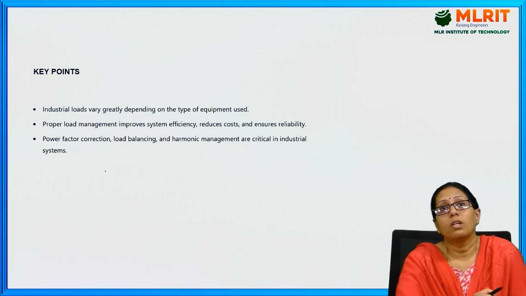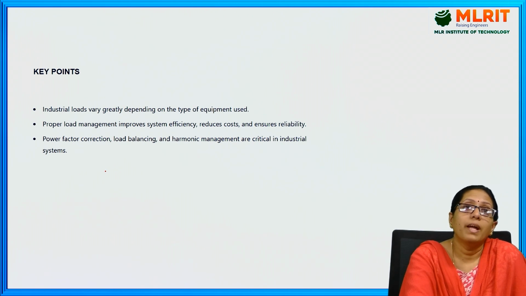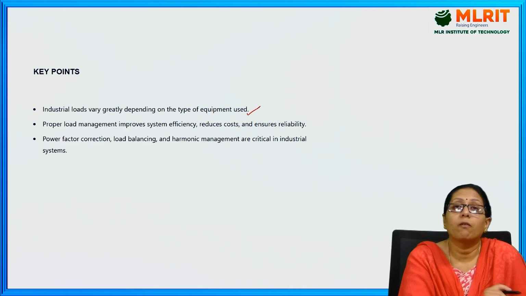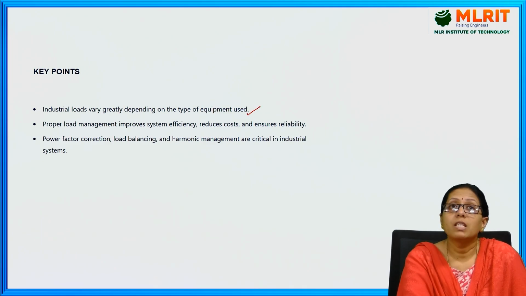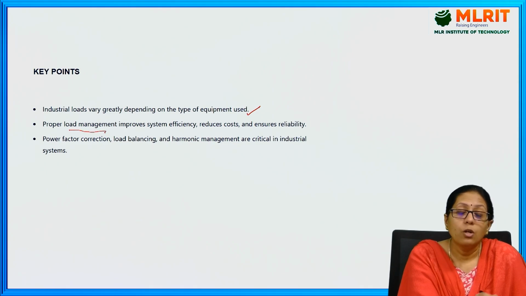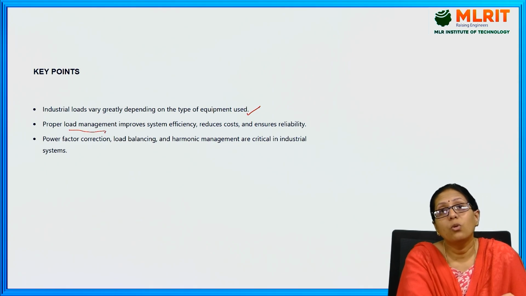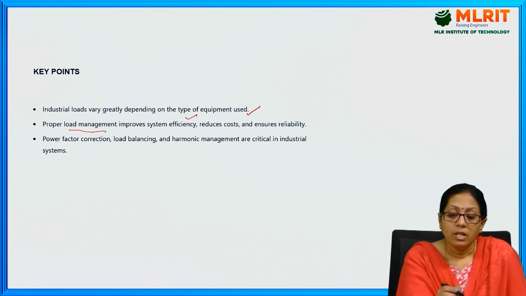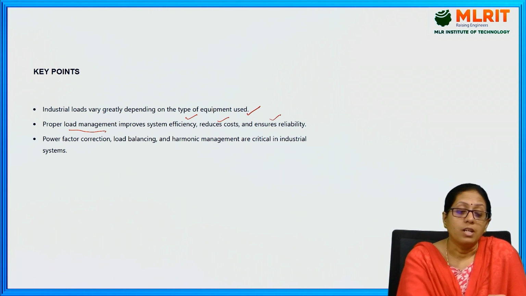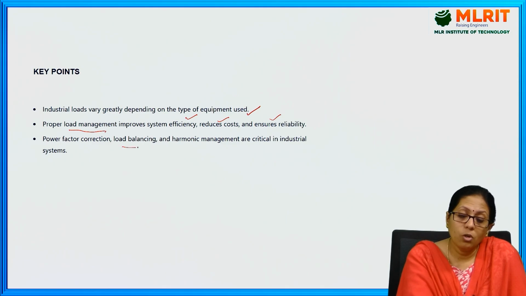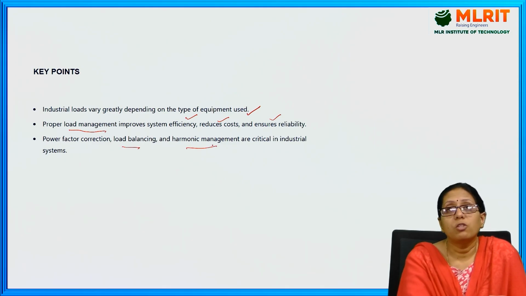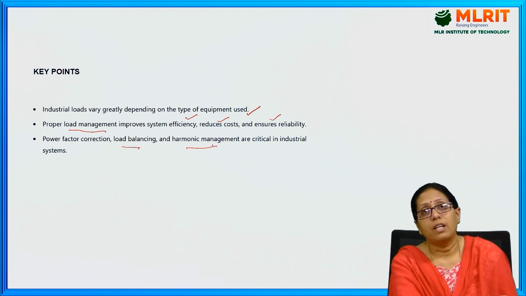Next one, key points. Industrial loads vary greatly depending on the type of the equipment used. Next one is proper load management. That means instead of a variable load, if we try to maintain a constant load, the overall system efficiency will improve, will reduce the cost and ensure the reliability of that particular system. Next one is power factor correction, load balancing as well as harmonic management, which are critical in industrial systems. So all these key points we have seen in the lecture.